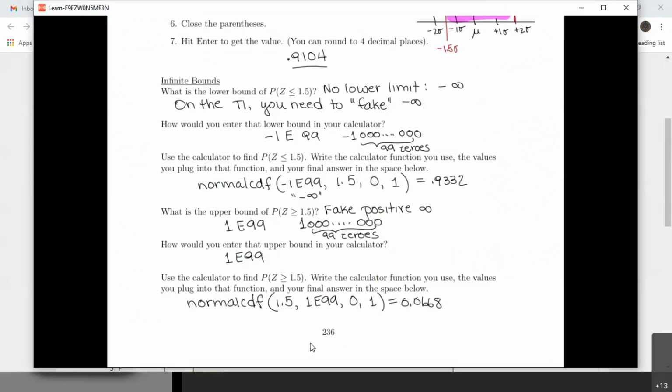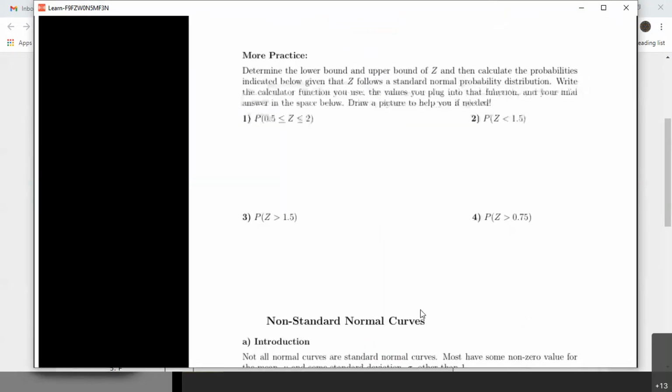I am missing a few pages, unfortunately. That's okay. We will manage without them. So let's take a look at some examples.